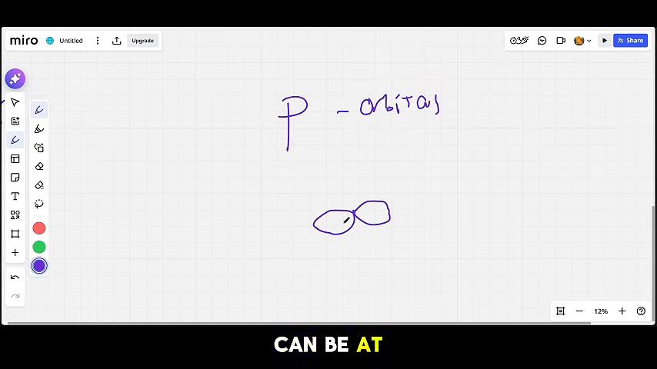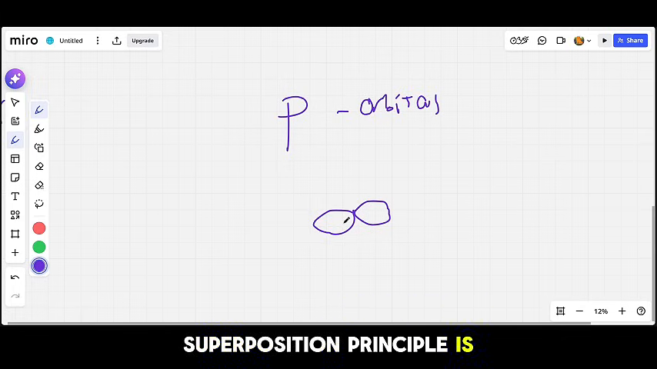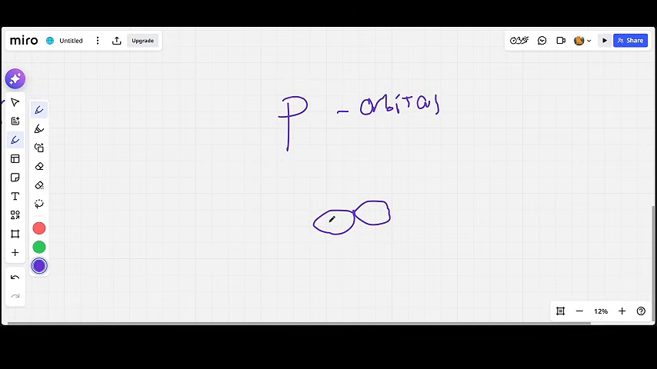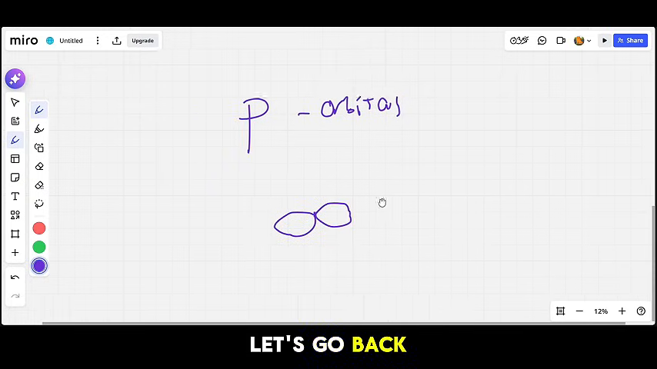Okay, those two can be at the same place at the same time, covering the same space, and that's basically what the superposition principle is. Never mind that sort of abstract side tangent that I did. Let's go back to the topic at hand.